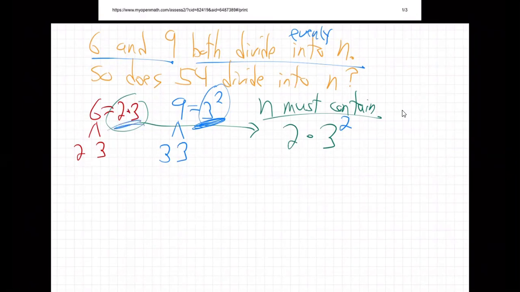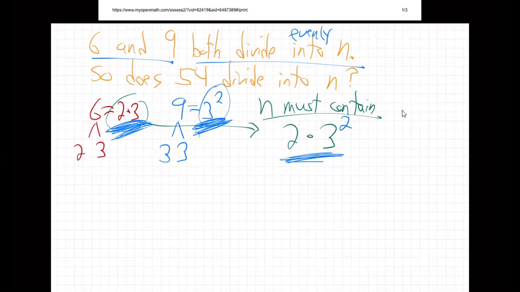So I take the first one verbatim, 2 and 3. And then when I come to the second one, I add whatever I need so that there's room there. So I had to make it 3 squared. So now n has room for a single 2 and two 3s. That gives room for the 6 to fit in, a 2 and a 3, and room for the 9 to fit in, 3 squared. Individually, one at a time, either one can fit in. Now, here comes the big question.